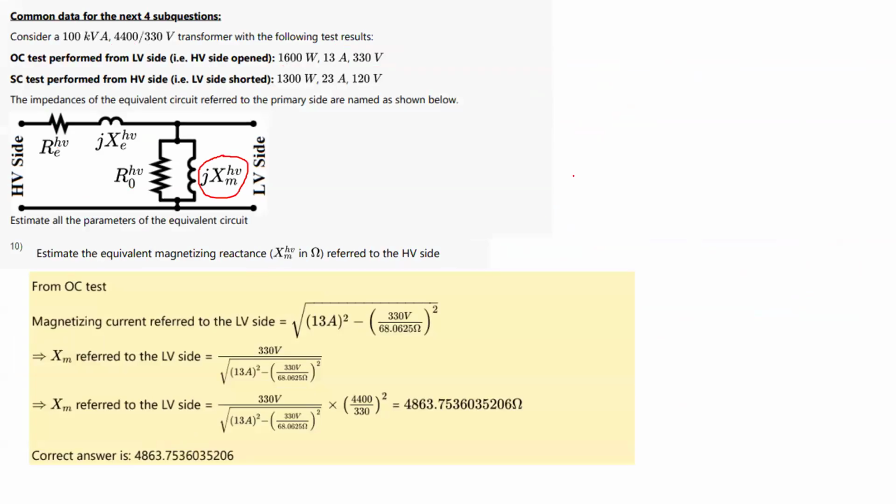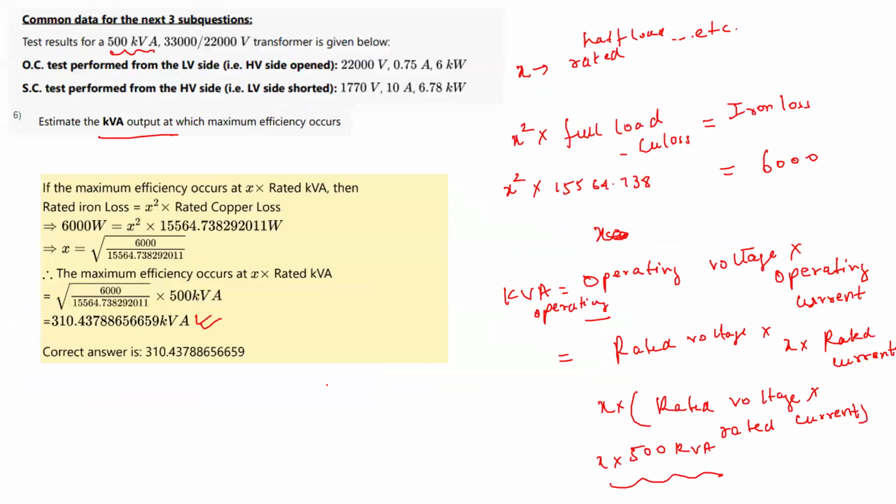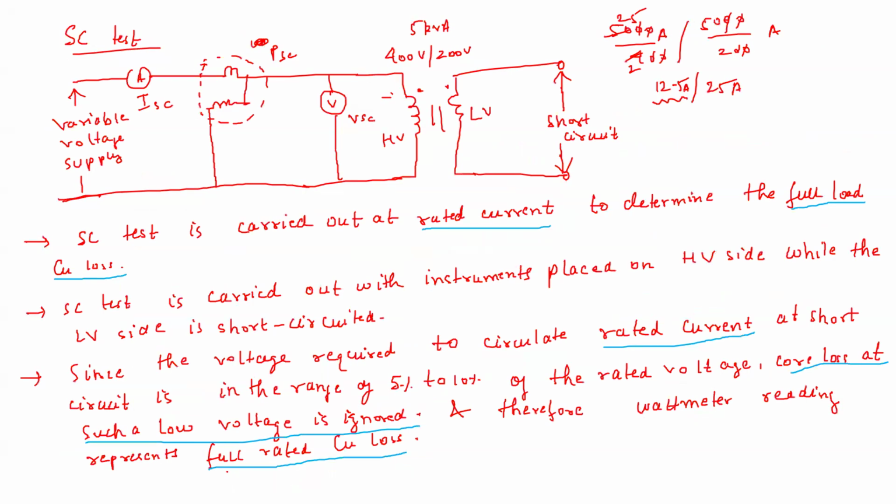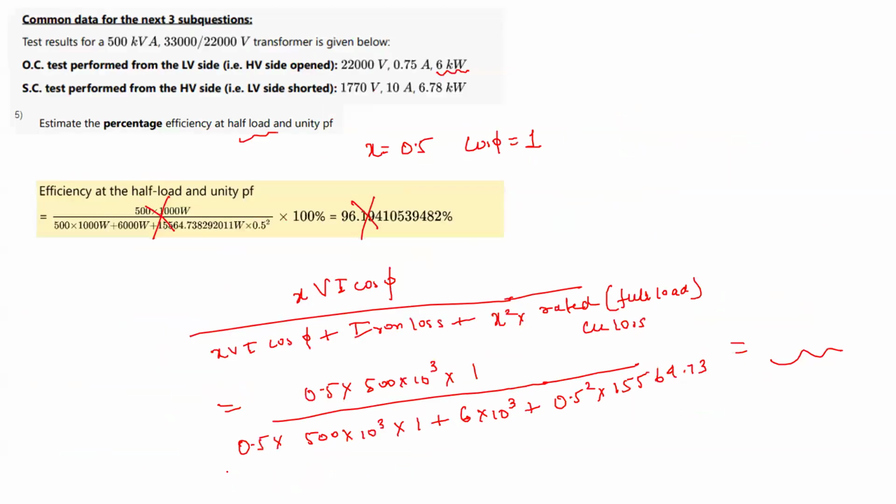So phi 0 is cos inverse of P0 by VOC IOC. And then what is X? X is nothing but, I guess, what was X? Okay, X was PC by tan phi 0. Okay, like that. So if you do that, you can get that.